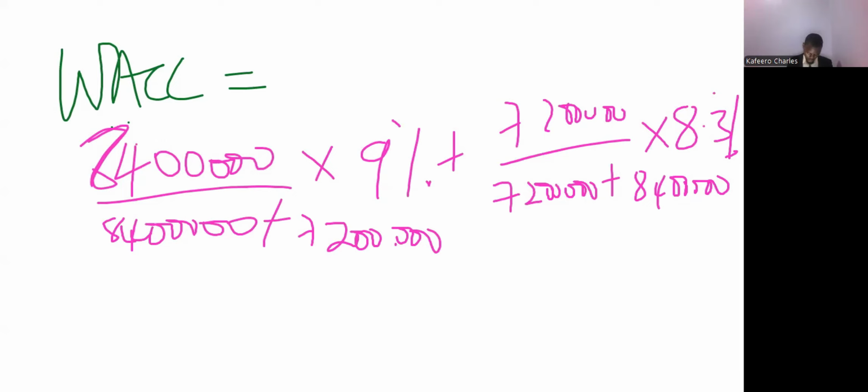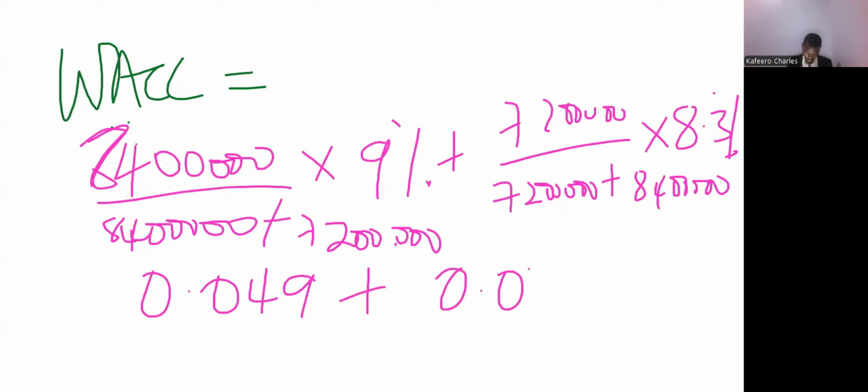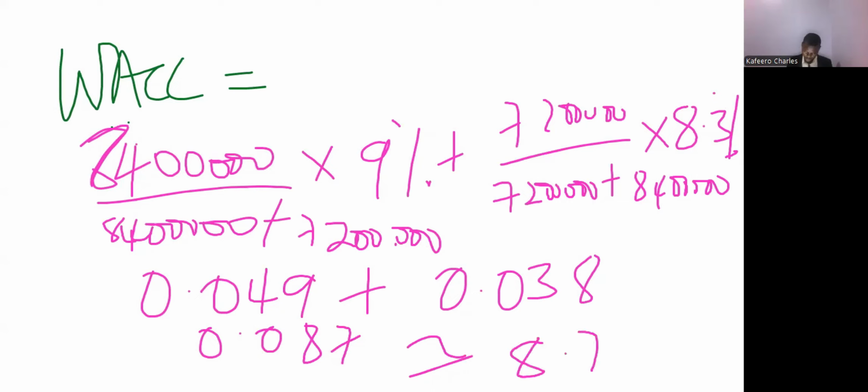So this is giving us 0.049, plus this is 0.038. Once we add that to 0.049, it will give you 0.087. Of course, if you convert it to a percent, it will be 8.7%, and this is going to be your WACC.